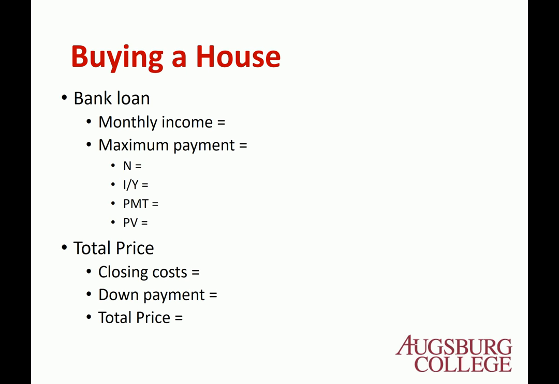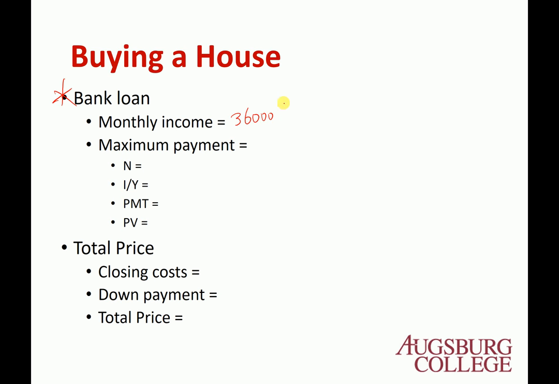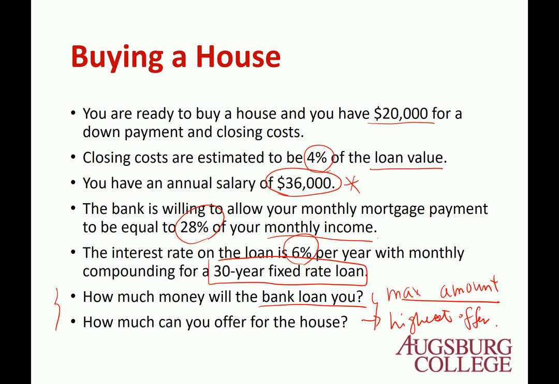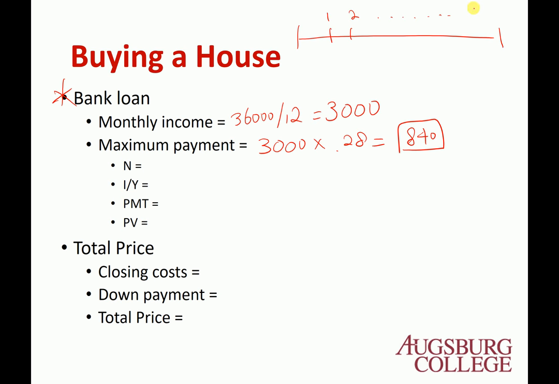Now for the bank loan, the first problem. Your annual salary is $36,000, so $36,000 divided by 12 is $3,000. That's your monthly income. Now the bank will loan you up to 28% of your monthly income, so your maximum payment is $3,000 times 28%, which is $840. That's the maximum payment you can have. Now this is a 30-year mortgage, so it's first month, second month, 30 years times 12, which is 360 payments, and you pay 840 each month.